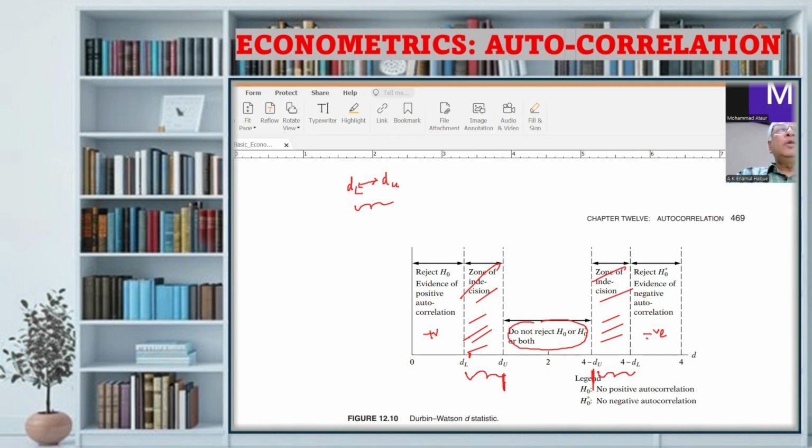So nowadays, it's actually all software that does it. In Stata, it does it automatically. Again, remember the home task. This is also a home task. Mahbub is here.